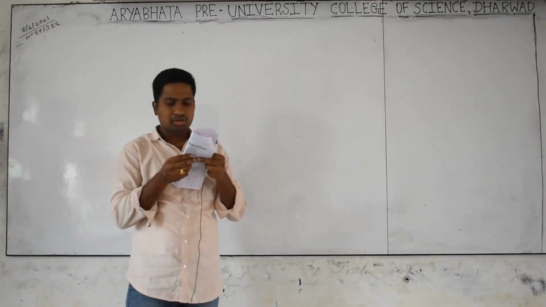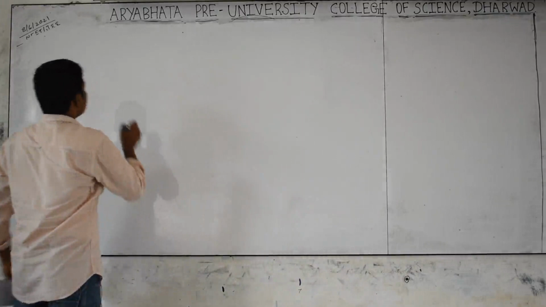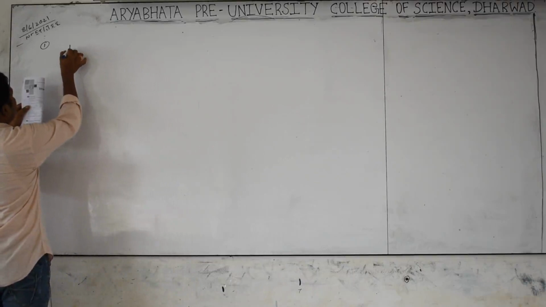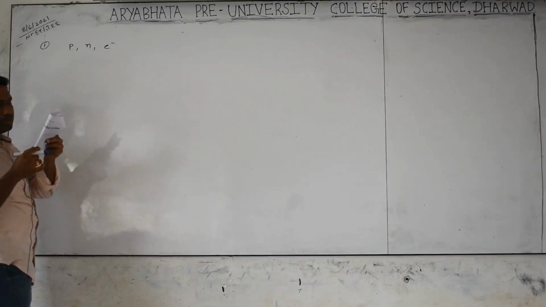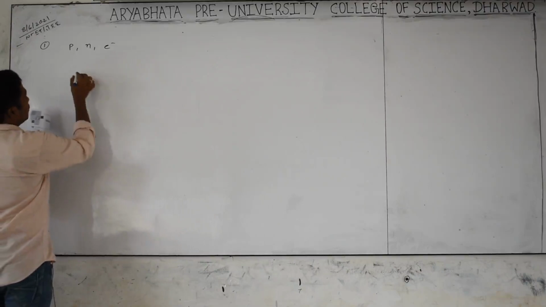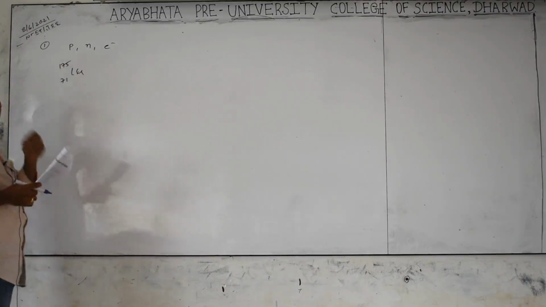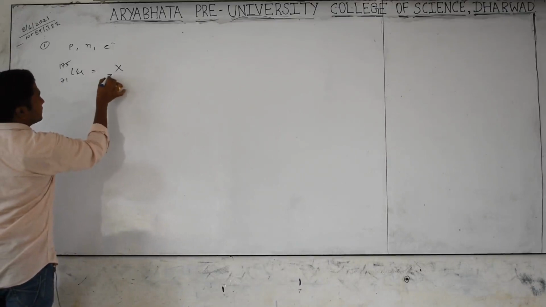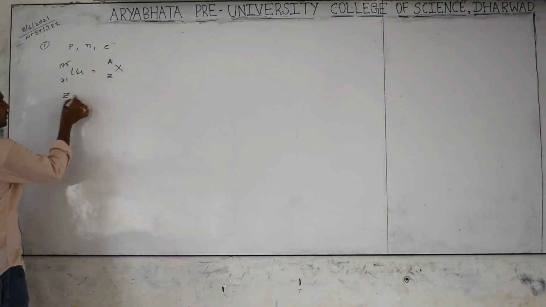The number of protons, neutrons and electrons in lutetium-175. The first bit is asking for protons, neutrons and electrons; the order is also very important. Lutetium is a lanthanoid, cerium to lutetium, 58 to 71. Lutetium is 71 and 175. I told you already, this is the representation of the element X: subscript is the atomic number, superscript is the mass number. Atomic number Z is equal to 71.